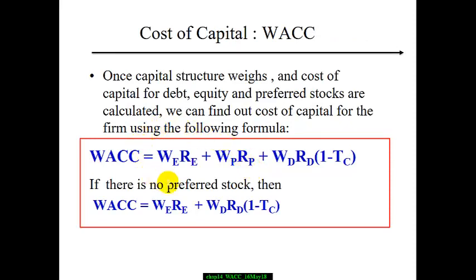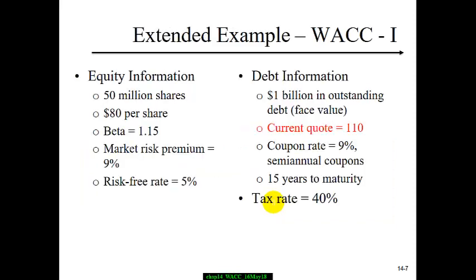So once we get the two sets of information, capital structure weights, and cost of equity, cost of preferred stock, cost of debt, we are ready to calculate the weighted average cost of capital. In case of no preferred stock, we can simplify into this formula. Let's look at these examples.